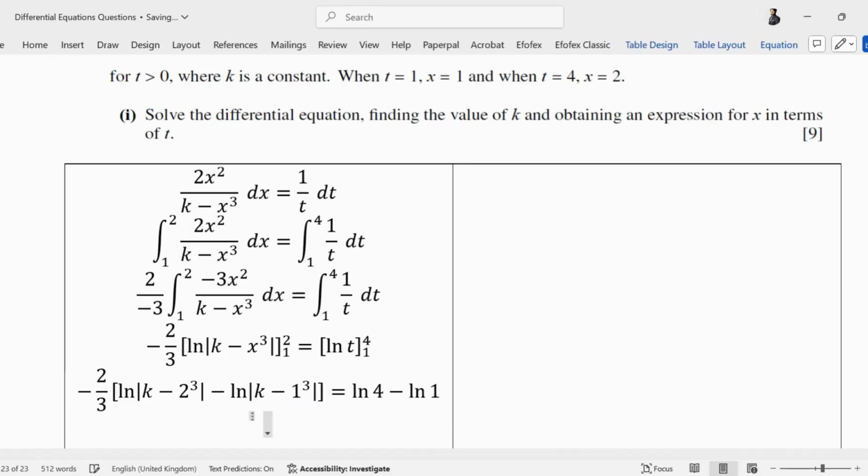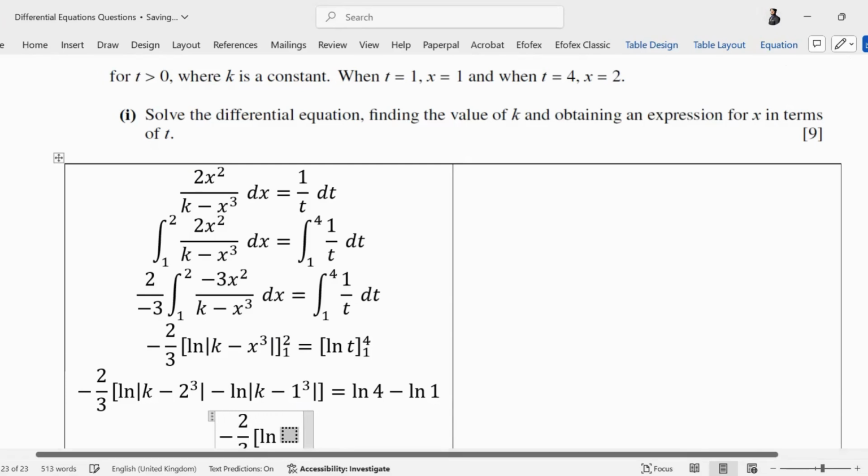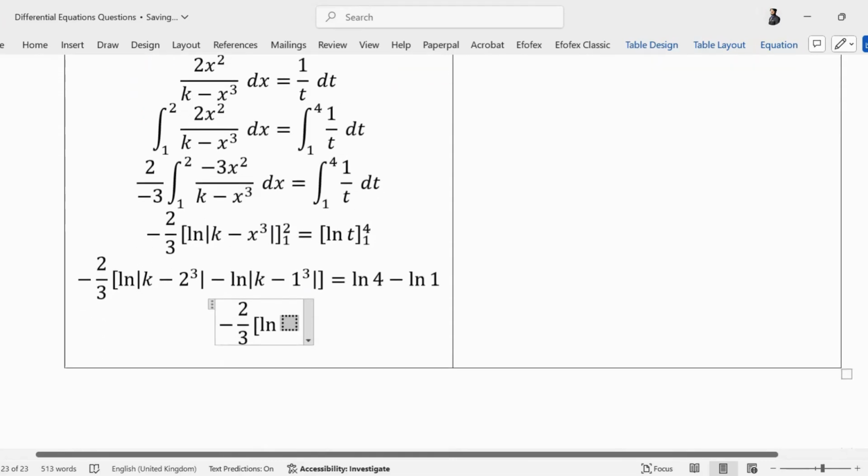Okay, so now minus 2 upon 3 ln of, I'll take another step, ln of k minus 8 minus ln of k minus 1.